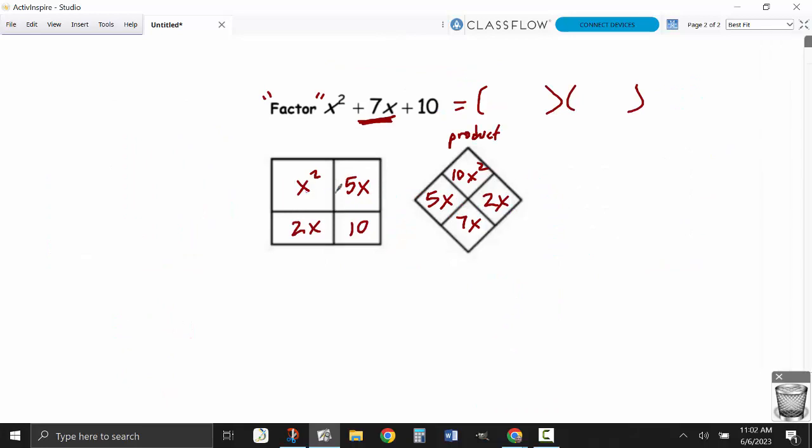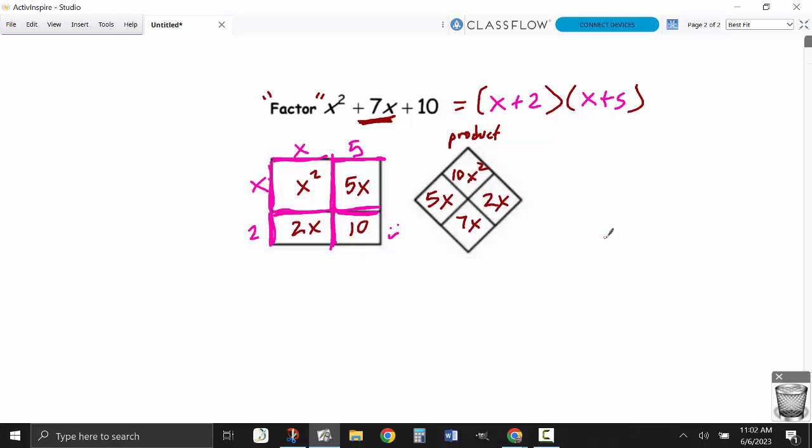The greatest common factor of my top pair is x. If this is x, then this has to be x, because x times x is x squared. If this is x, this has to be 5, because 5 times x is 5x. If this is x from above, and this is 2, 2x would give me the right box. And here's how you check your answer. If this is 2 and this is 5, and you get 10, that's your check mark happy face. So the answer is x plus 2 by x plus 5.